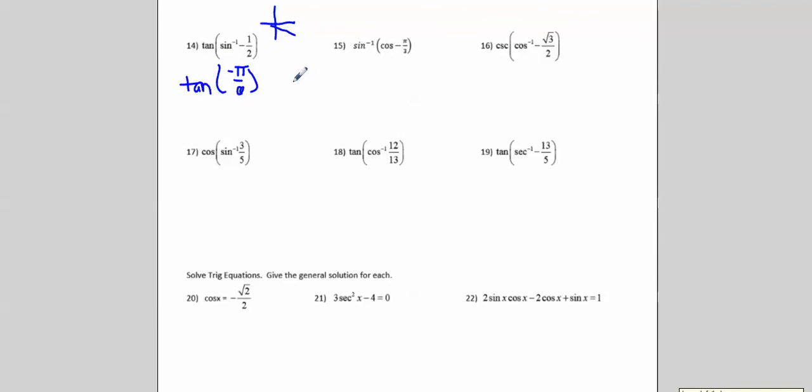Now I want to find the tangent of that angle. Well, the tangent is the y value divided by the x value. So that would be negative 1/2 divided by root 3 over 2. So the over 2's cancel. I have negative 1 over root 3, and I will rationalize it. And I get negative root 3 over 3.